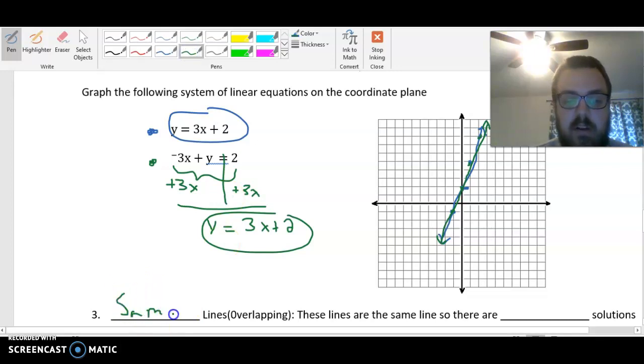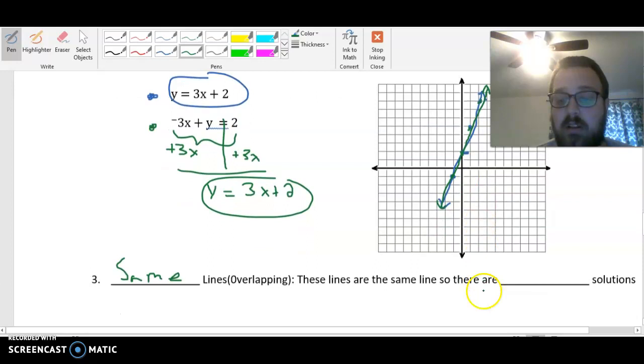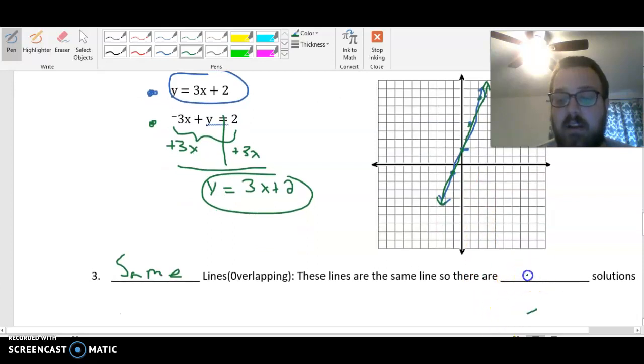Okay, the same lines, or as we call them, they're overlapping lines. When we go to graph them, they're exactly the same. Okay? Everywhere is going to work. So that means that there are infinite solutions. There are infinite different things that I can come up with that would work in this equation for this system of equations. I do want to say, make sure you're being careful.